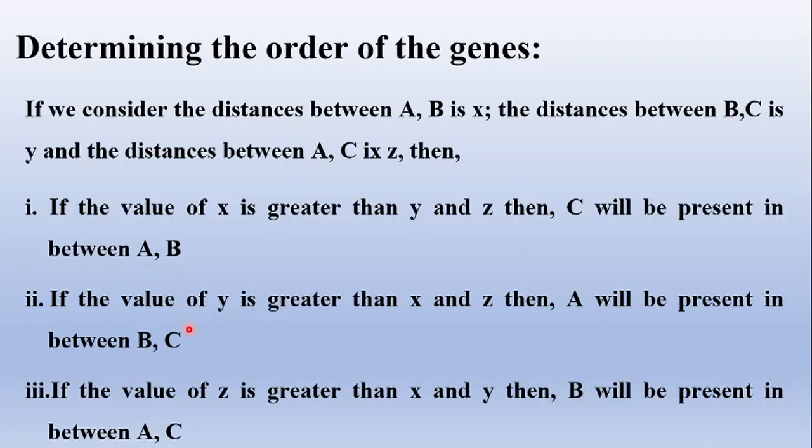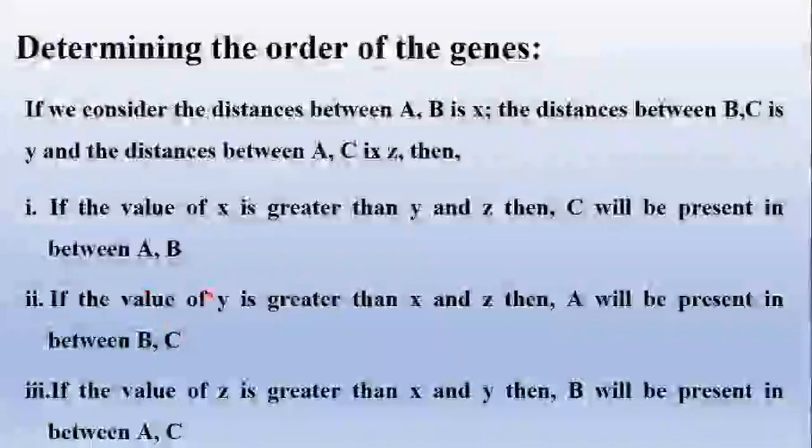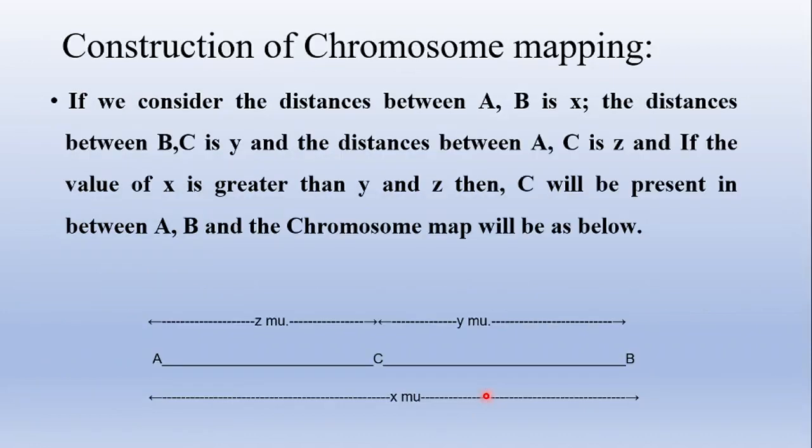If the value of Y is greater than X and Z, then A will be present in between B and C. If the value of Z is greater than X and Y, then B will be present in between A and C. So based upon the data, based upon the information, we can construct the chromosome mapping.